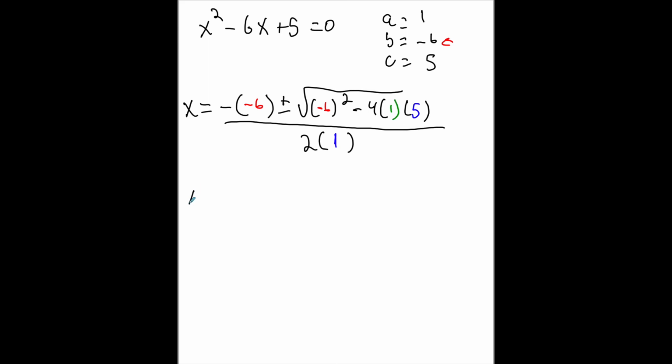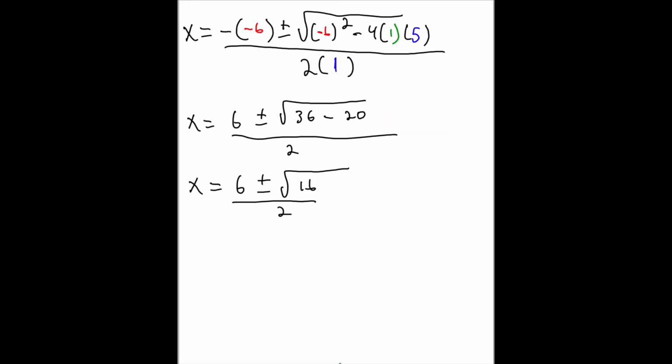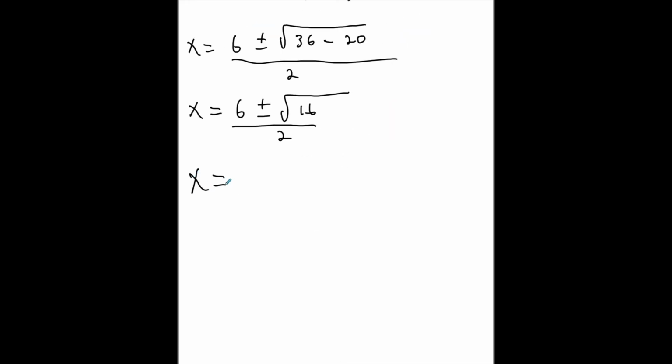Now, time to simplify. X is equal to positive 6 plus or minus the square root of 36 minus 4 times 1 times 5, which is 20, divided by 2. And then let's simplify a little bit further. I have 6 plus or minus the square root of 16 divided by 2. X is equal to 6 plus or minus 4 over 2.